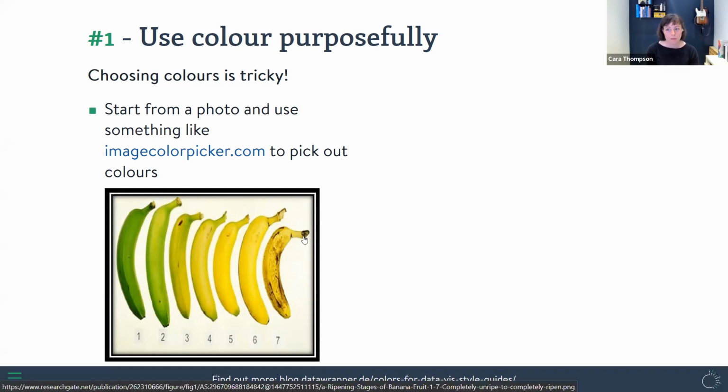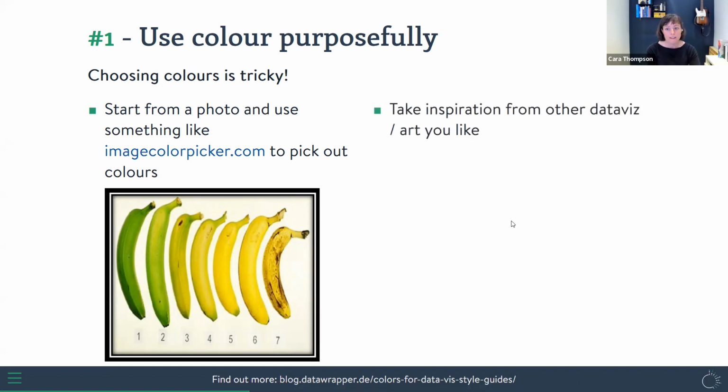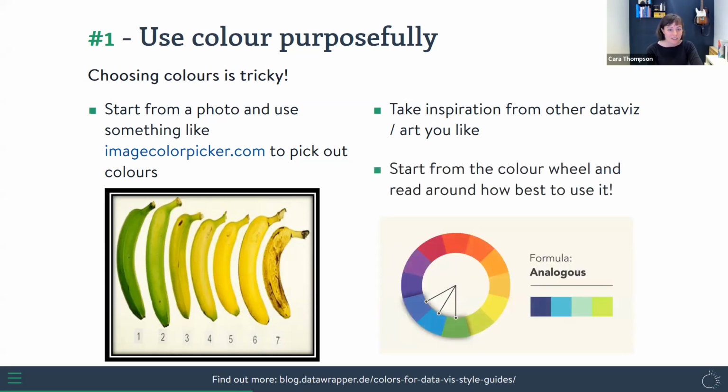imagecolorpicker.com does actually suggest a color palette based on the photo that you feed it. So if you've got an aesthetic that you really like, it's worth giving that a shot. You can take inspiration from other data visualizations that you've seen or some art that you like. It's always worth visiting a few art galleries every now and then.